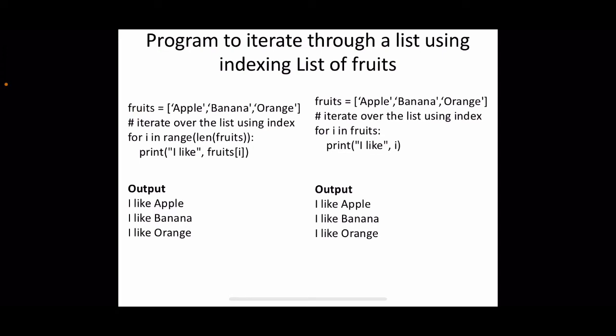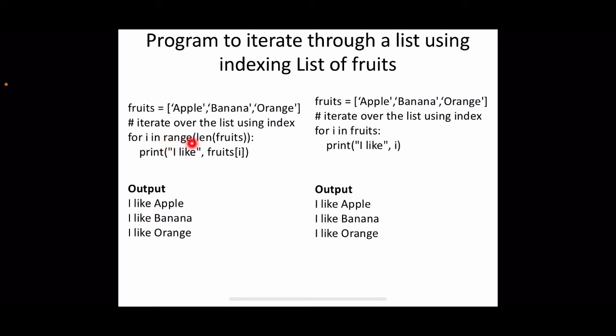And what we are doing is iterating over that fruits using index. As you know, for this list we can access each item using the index, right? That means fruits[0] indicates apple. fruits[1] will be banana. fruits[2] will be orange. So how we can use a for loop here?